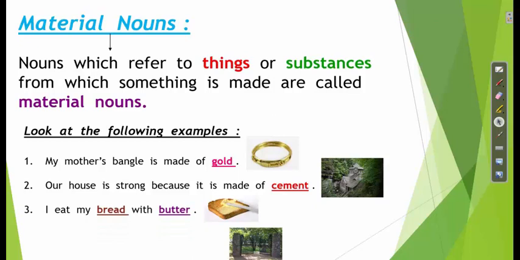Third, I eat my bread with butter. Now here we have two material nouns, and that are bread and butter. Fourth, these iron gates are very strong. Iron is a material noun as it tells about what a gate is made of. So basically, material noun means a particular thing made out of a substance from which something is made.